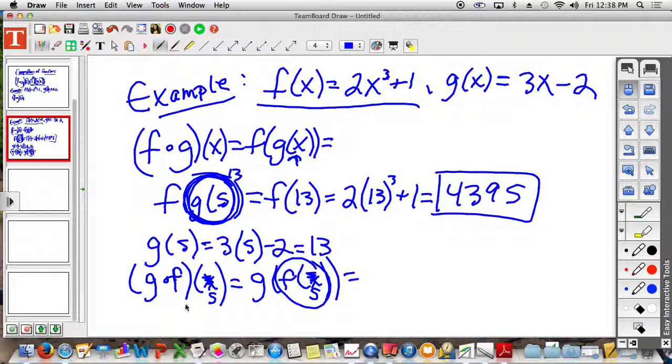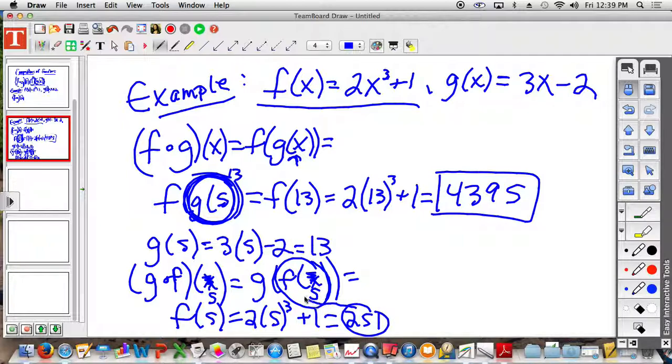So I'm going to do f of 5. We've got 2 times 5 to the 3rd power plus 1. Well, 5 to the 3rd power is 125. Times 2 is 250. Plus 1 is 251. So now we know that f of 5 is 251.